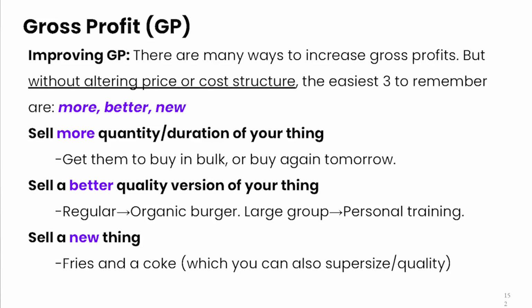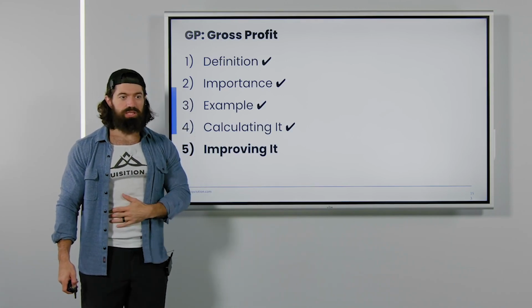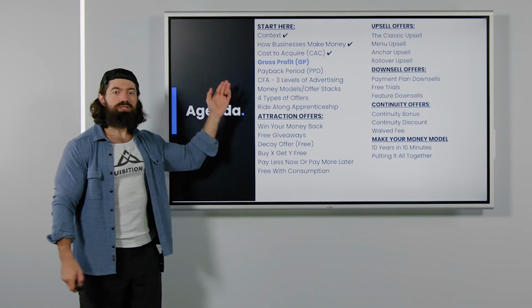So fries and a Coke, which then you could supersize on quality on top of that. That's the quick and dirty. We're going to get into lots of different versions of this. All right. So that is gross profit.